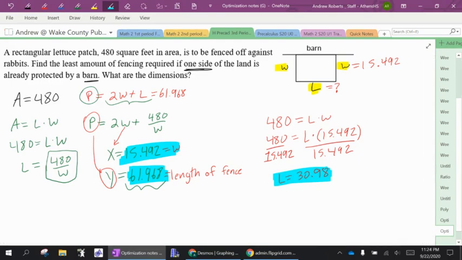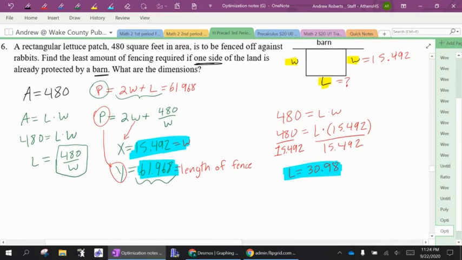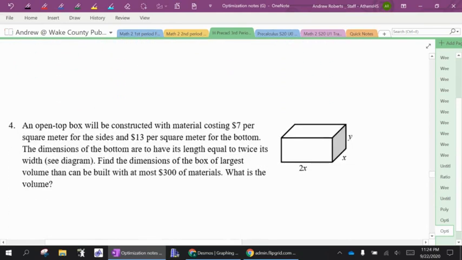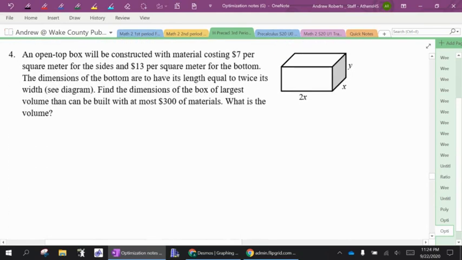So that was how we do our fence problems. Fence problems are normally going to combine area and perimeter. Now, perimeter is always going to shake you because sometimes there's lines in the middle and stuff, but I call it perimeter sometimes. Now, an open box will be constructed with material that costs $7 per square meter for the sides, $13 per square meter for the bottom, and it has no top on it. It's an open top. So I'm going to go ahead and add a line right here so the box actually looks open. That way it makes sense to me in my brain.